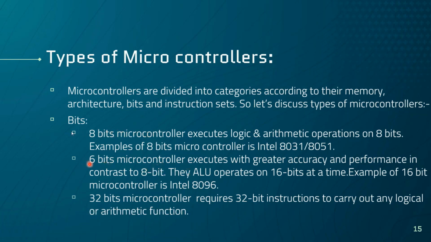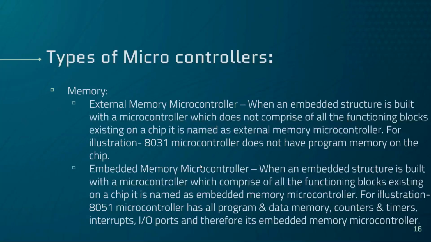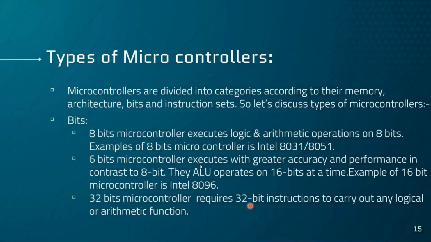The 16-bit microcontroller operates on 16 bits at a time. An example of a 16-bit microcontroller is the Intel 8096. And the 32-bit microcontrollers require 32-bit instructions to carry out. So basically, the operations and the instructions are executed on 32 bits at a time. So these are different kinds of microcontrollers in terms of bits.